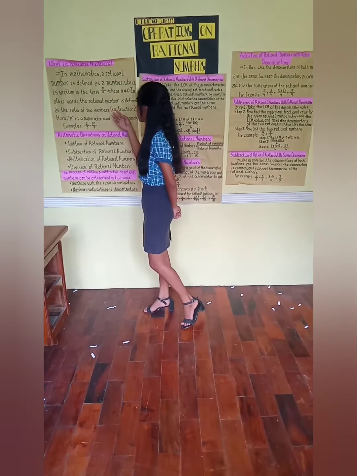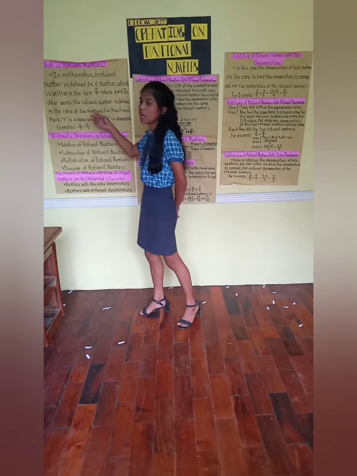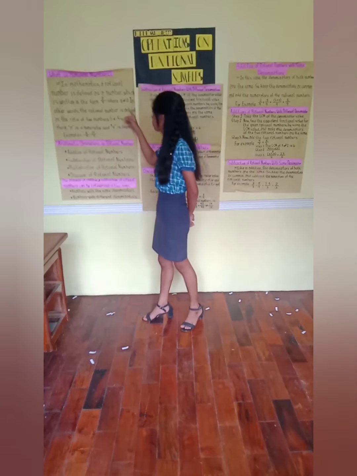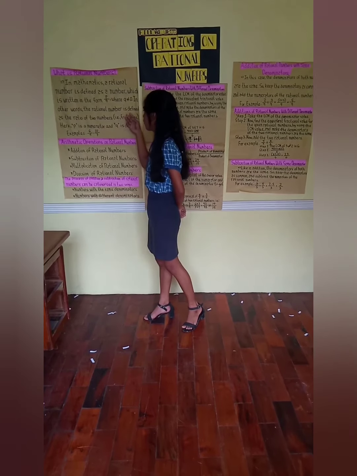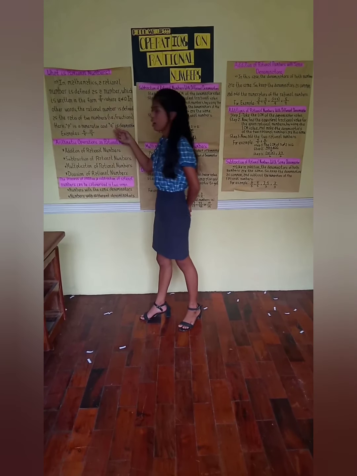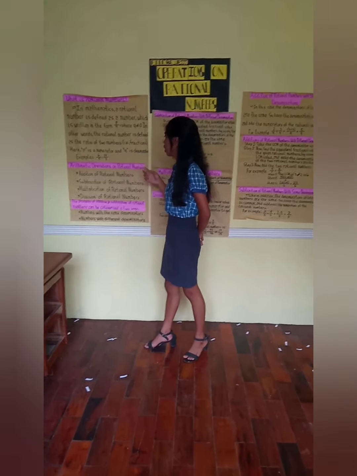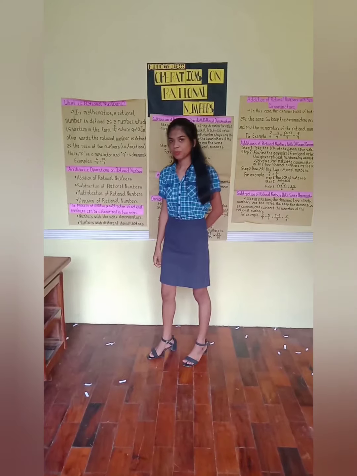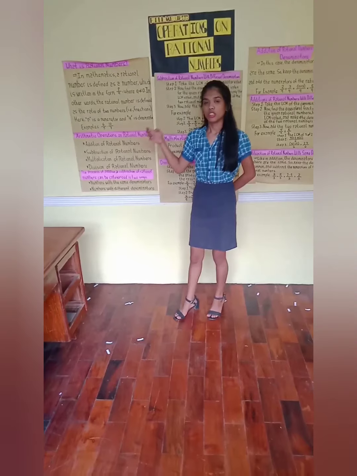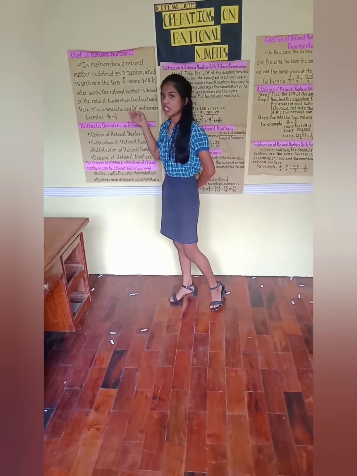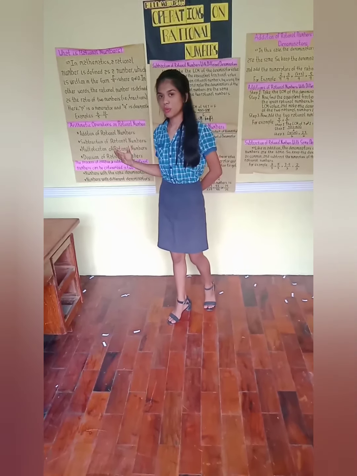In mathematics, a rational number is defined as a number which is written in the form P over Q, where Q is not equal to 0. In other words, the rational number is defined as the ratio of two numbers. For example, fractions. Here, P is the numerator and Q is the denominator. So class, ang ibig sabihin nito is rational numbers are the ratio of two numbers which have denominator and numerator.